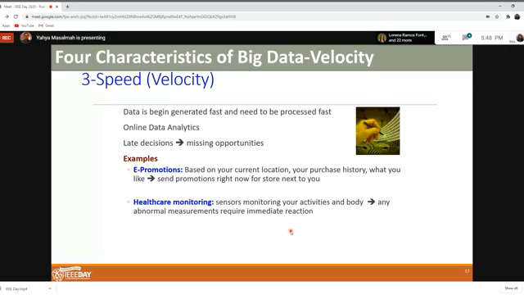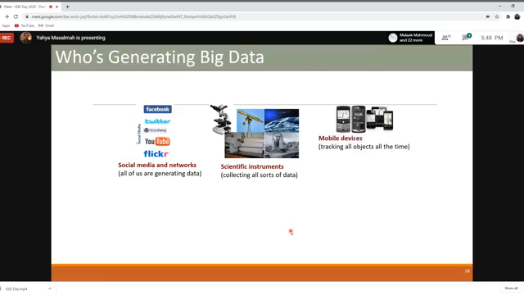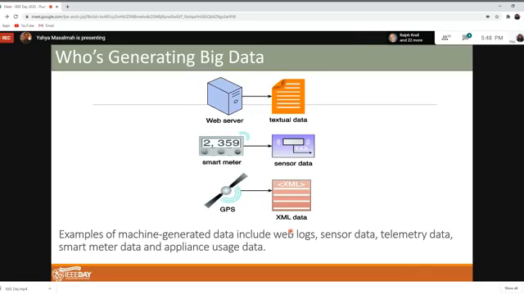We also have an important application of big data in healthcare monitoring sensors. They also generate a huge amount of data, and I will be talking about the applications in more detail later. So we already know that there are a lot of resources that are generating data.